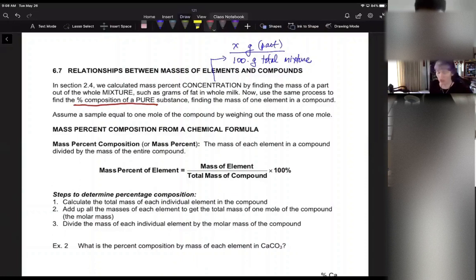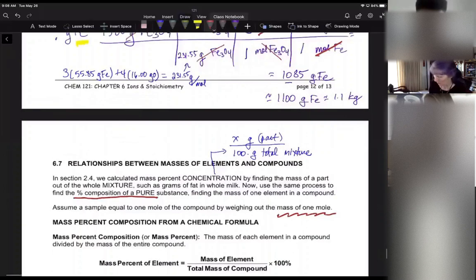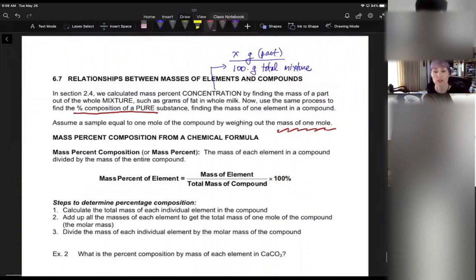So we can always just assume that we're going to weigh out 1 mole. If we just weigh out 1 mole, you know how much that is, right? If it was Fe3O4, that would be 231, right? That number, yeah, there it is. You would just weigh out that much.